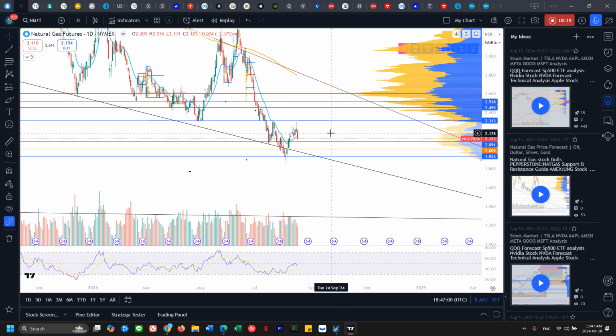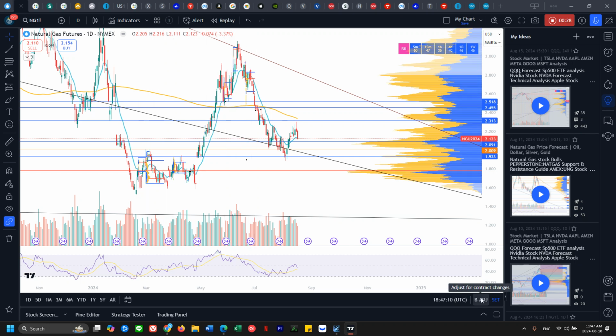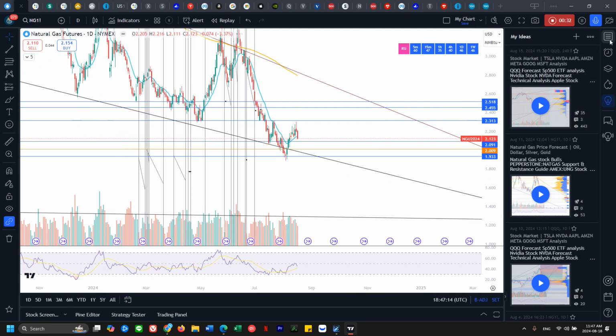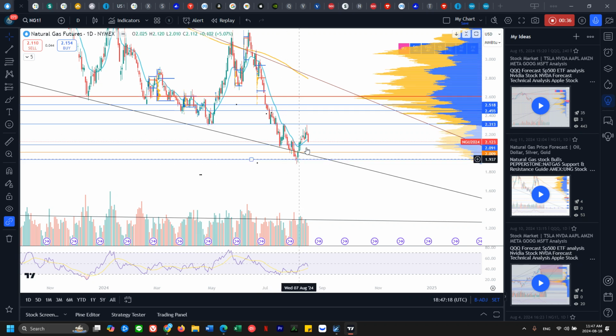So let's get started with natural gas first, NG on the daily time frame. And make sure to click this B80J adjusted for contract on this bottom right corner, so that your chart won't have these contract gaps. All right, so last week I talked about this inverse head and shoulders forming, and it pretty much played out exactly. I remember talking about this on the weekend of last week.